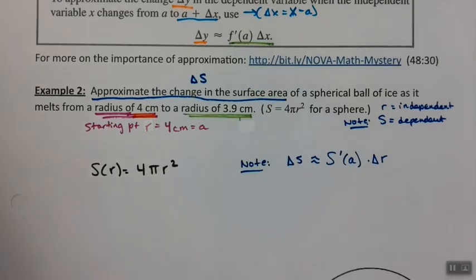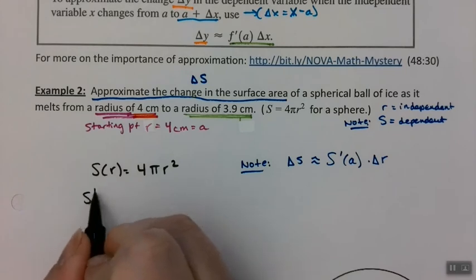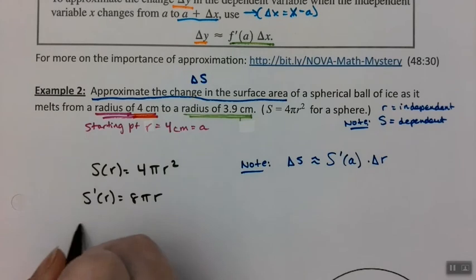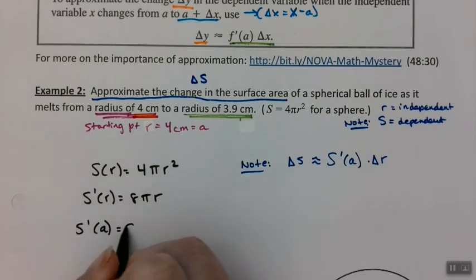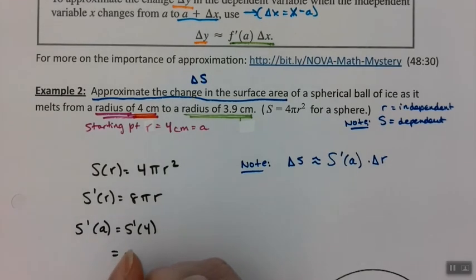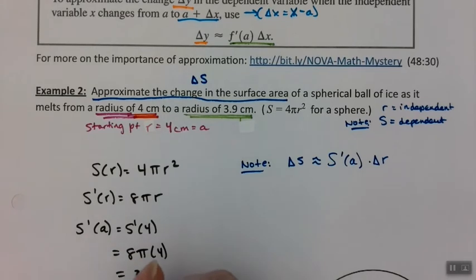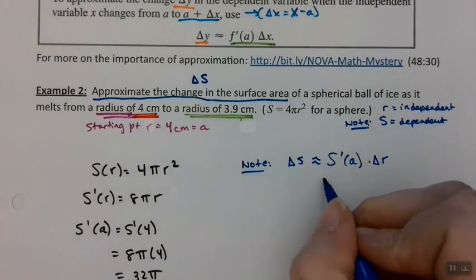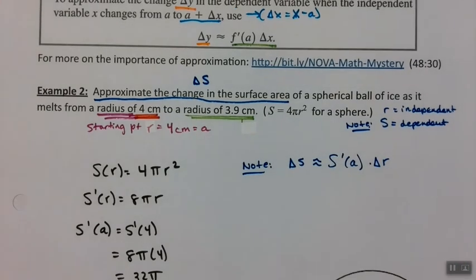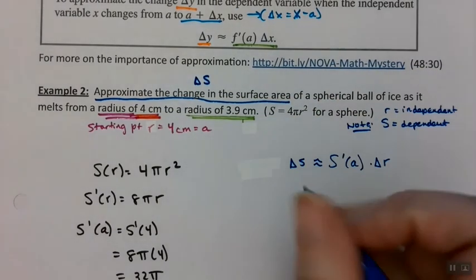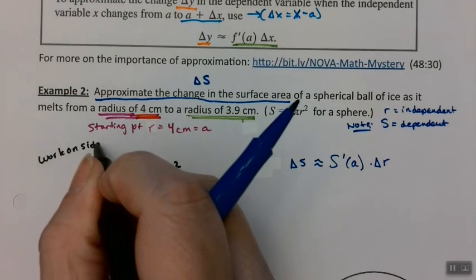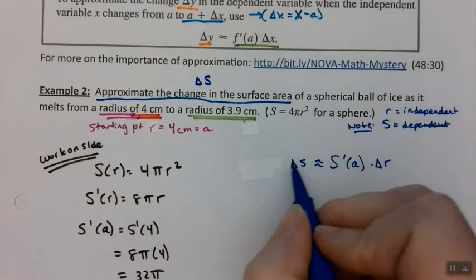So I have my S function, I need my S prime. So S prime of r would be 8 pi r. So I need S prime of a. S prime of a would be equal to S prime of 4, which would be 8 pi times 4, which would be 32 pi. So there's that. All I need now is my delta r, and I'm golden. So I shouldn't really put note here. This part over here is actually the work on the side. And this is the actual problem part going over here.